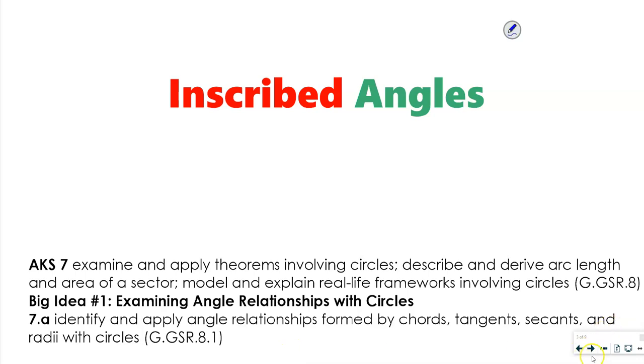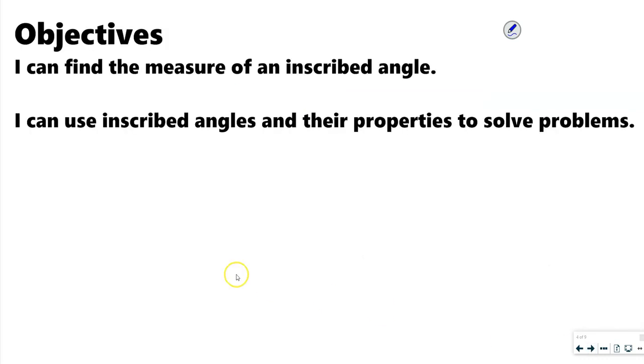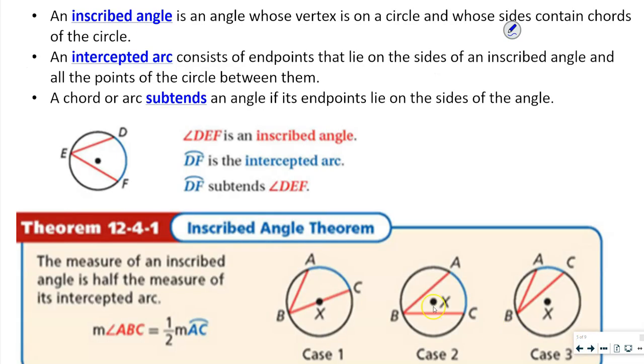This lesson today is about inscribed angles. Okay, so we are still examining and applying theorems involving circles. So that's what we're doing today. So I can find the measure of an inscribed angle, and I can use inscribed angles and their properties to solve problems. Okay. So first of all, an inscribed angle is an angle whose vertex is on the circle.